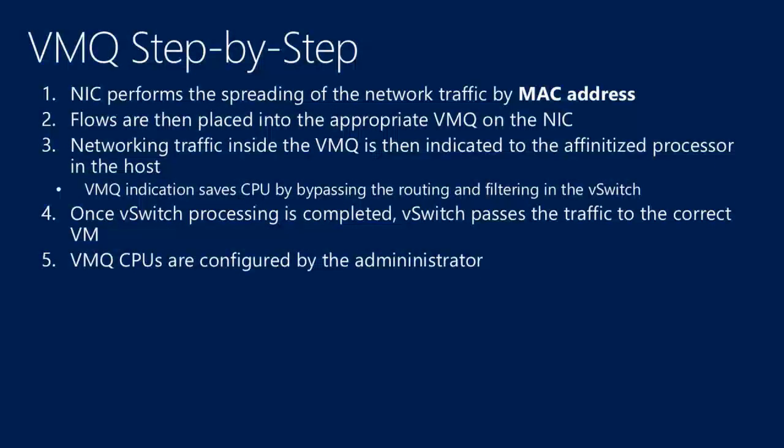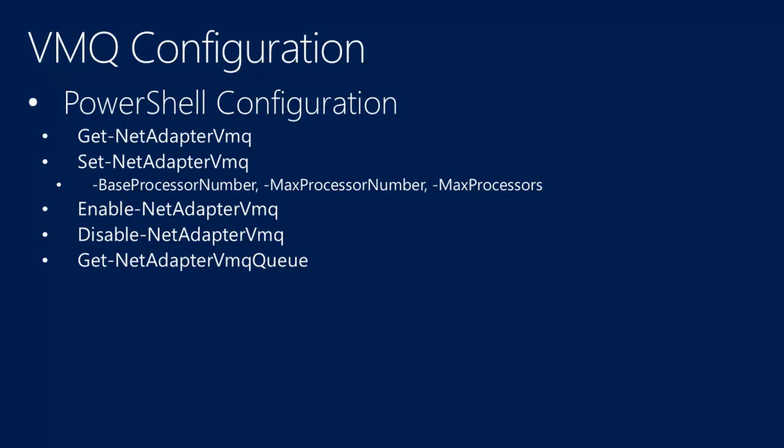VMQ takes traffic by the MAC address, places it into a queue, bypasses the routing and filtering, and places it directly to the VM. And like RSS, you can also configure the processors that you use for VMQ. So you can move that traffic off of core 0, or say the first 4 cores, or place it on whatever NUMA node you like, and isolate it there so that that's the only place that traffic is being processed. So let me go ahead and give you guys a demo here.